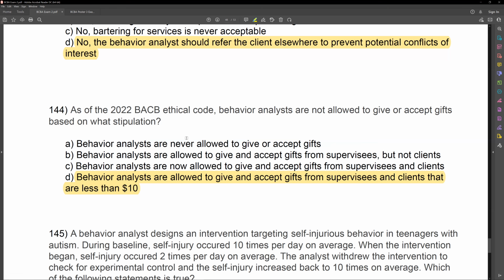This is why this question is a little tricky, because at first it says behavior analysts are not allowed to give or accept gifts based on what stipulation. That's no longer true. The truth is behavior analysts are allowed to give and accept gifts as long as they're less than $10.